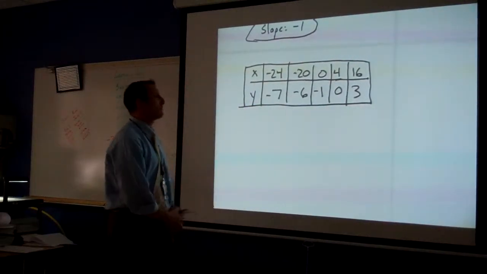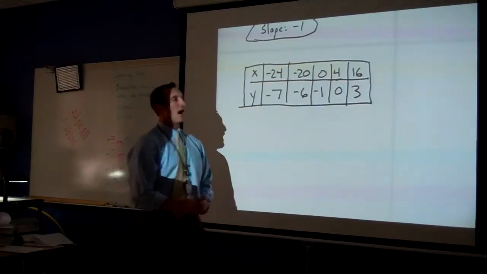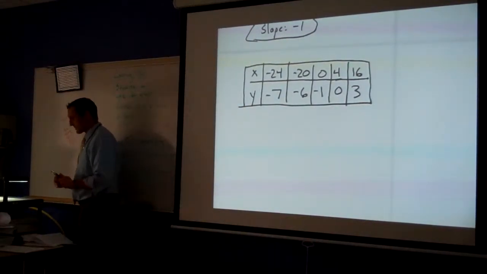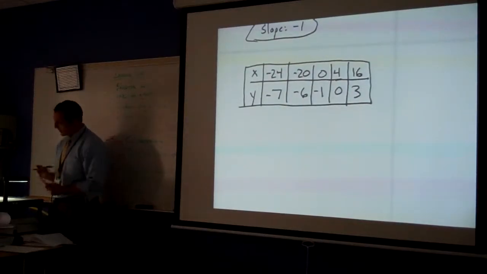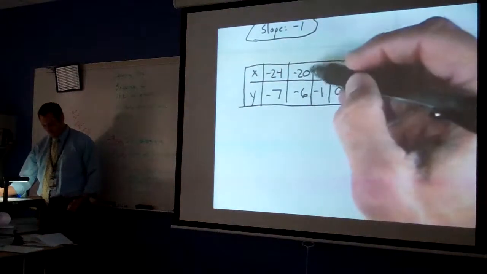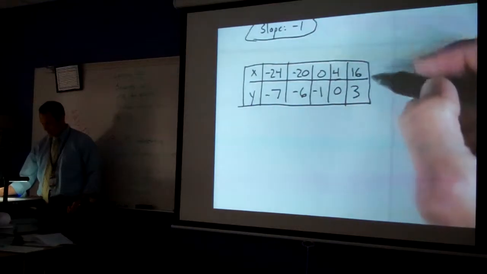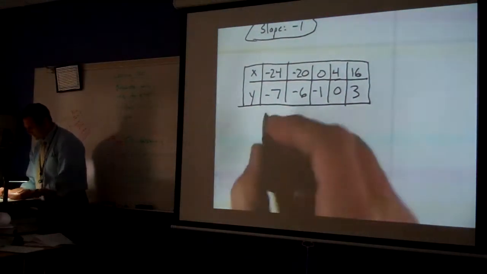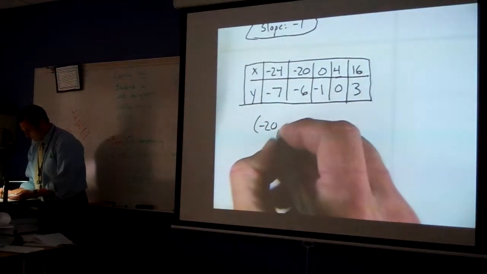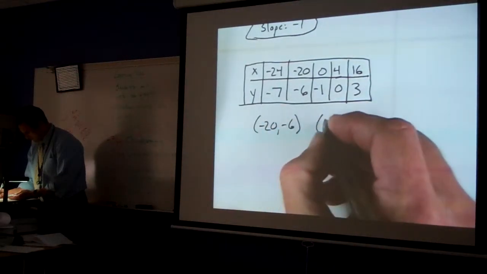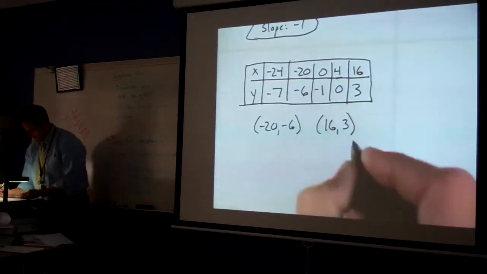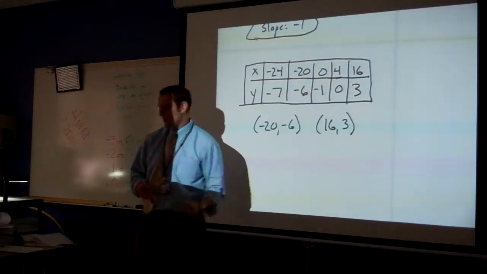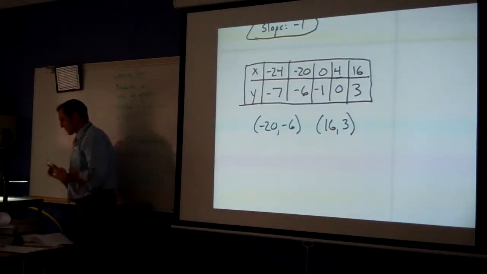But since most of you watching this are not me, I'm going to choose some pretty challenging ordered pairs from this table to use. So I'm going to choose the ordered pairs -20, -6, and 16, 3. I'm just picking any 2 from this table to use with the slope formula.